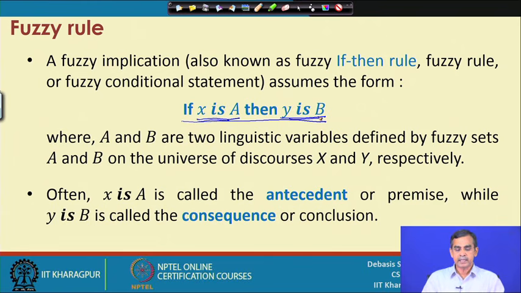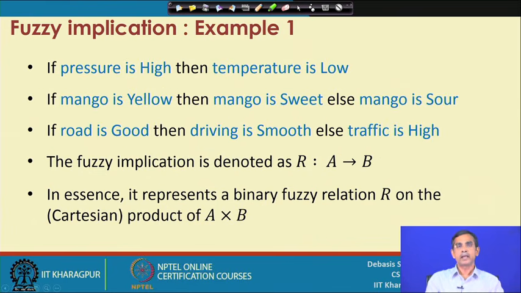Now, the fuzzy implication takes a general form, as I told you: if x is A, then y is B. Here the first part is called the antecedent, or the premise, and the next part is called the consequence or conclusion. This is the general form of a fuzzy rule, and we are to calculate the different membership values that can be applicable to such a rule. Anyway, that will be discussed in detail in due time.